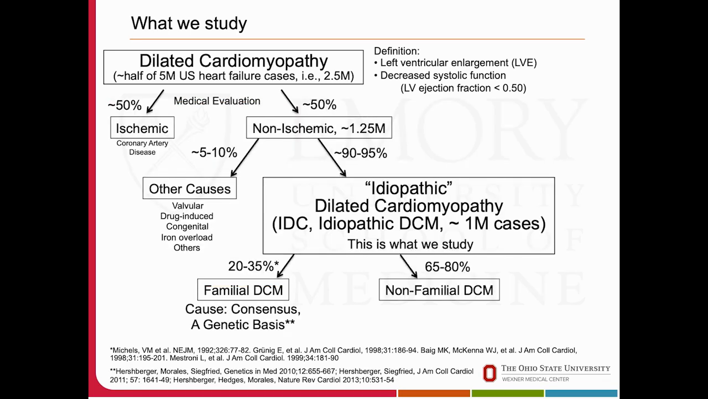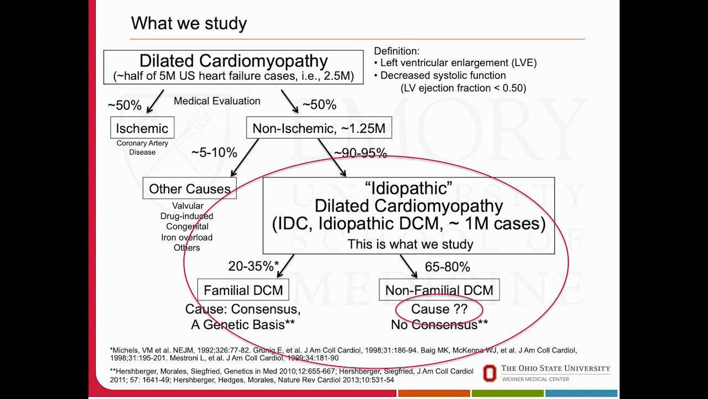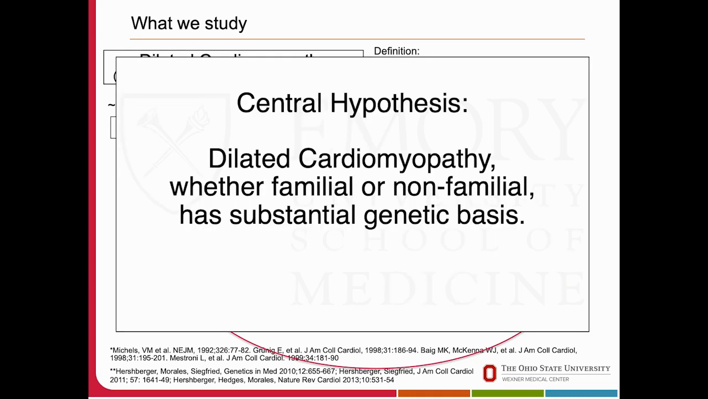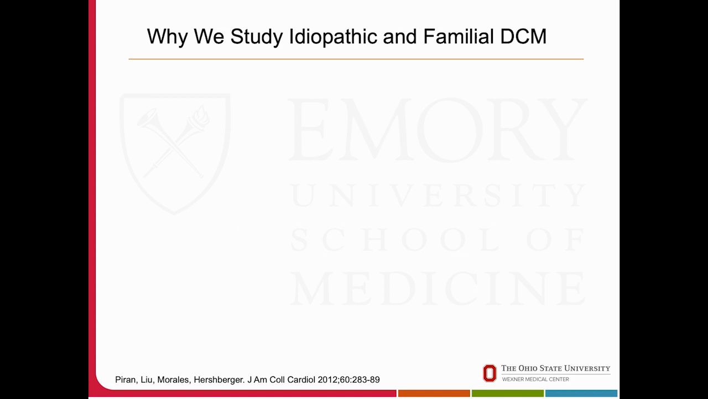The problem is that most of what walks into our clinics, of course, appears to be simplex disease, or one person that has dilated cardiomyopathy without apparent familial disease, even if you screen the family members. And the cause of that is still uncertain, certainly uncertain in the literature. And so we study it all, both familial and non-familial, to try to figure out this genetic background. The central hypothesis then is that DCM, whether familial or non-familial, has substantial genetic basis. And so this is what we study, and this is why we study it.